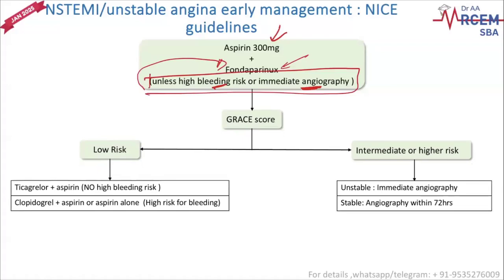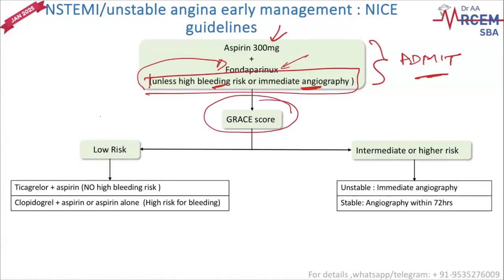Once this is given, we usually admit the patient, usually under the cardiologist. The cardiologist gets a GRACE scoring done. It's a complicated scoring. Multiple parameters are present in the GRACE scoring. So usually we use a mobile device to calculate it, or there might be a chart we use. So you need not remember what the components of the GRACE scoring are. It is not important from the exam point of view.